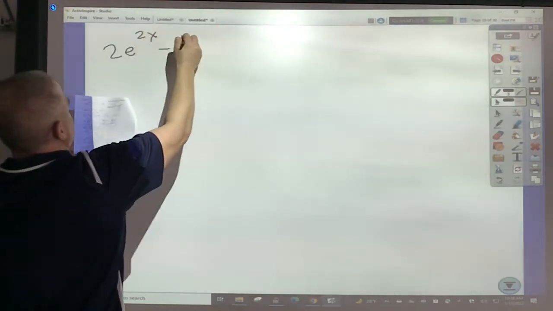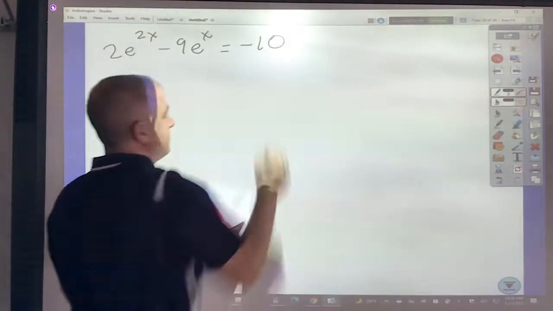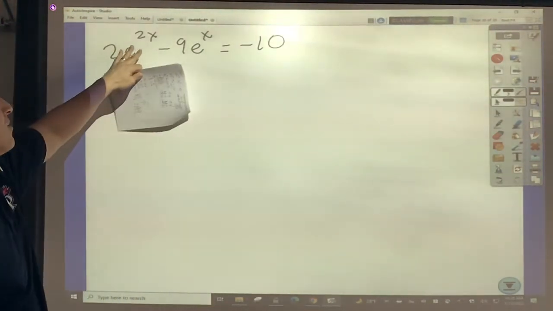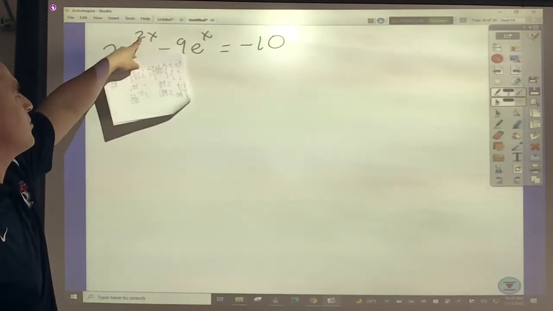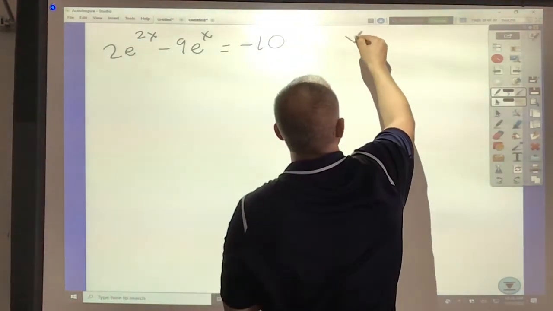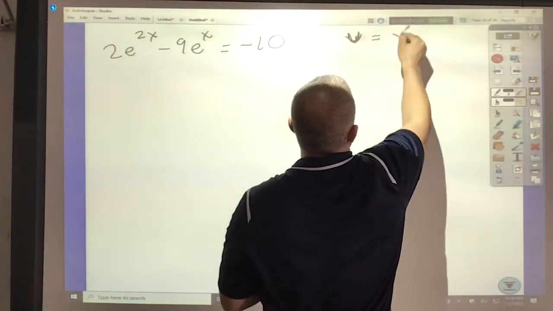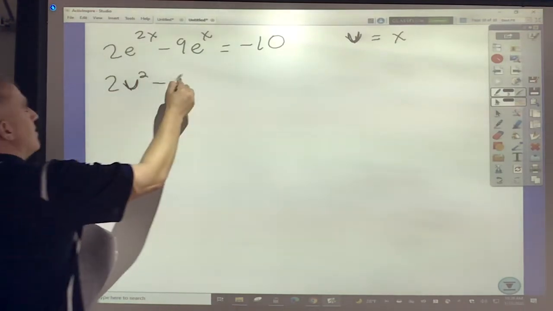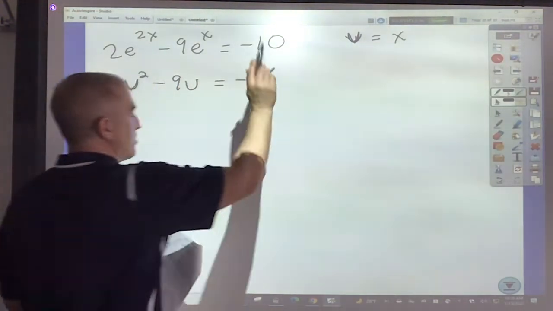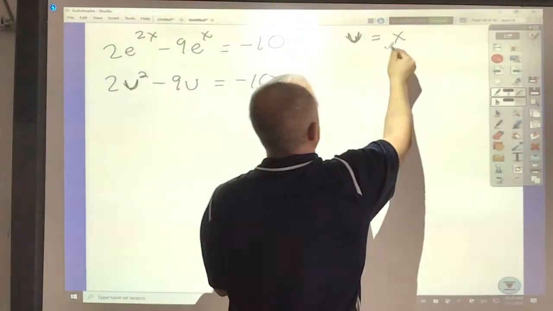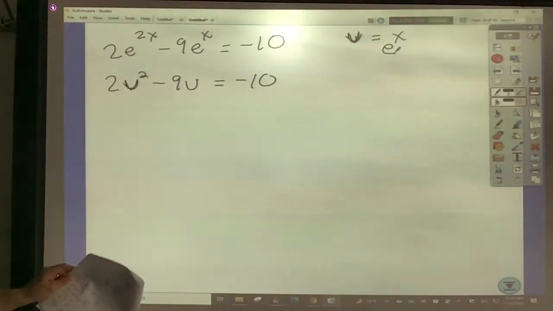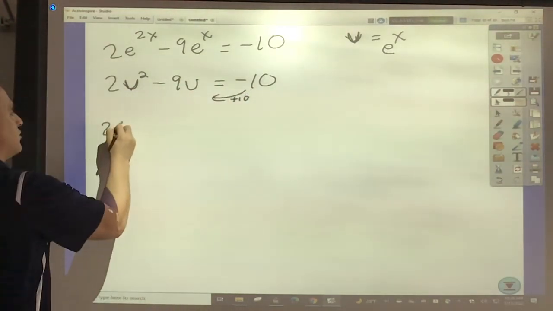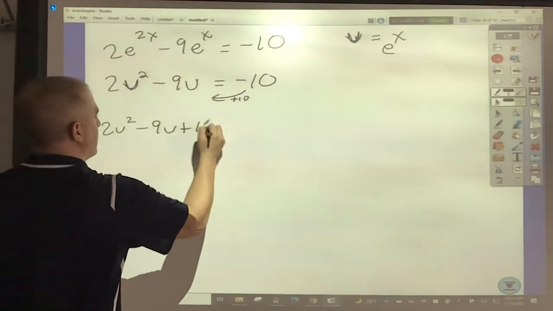2e to the 2x minus 9e to the x equals -10. Now, what you're going to want to do with this is, when you have this pattern where you have multiple e bases with that little 2x, we're going to substitute u for e to the x. What's going to happen with the exponent rules is that's going to turn into 2u squared minus 9u equals -10. We're going to come back to substituting u for e to the x and what that means. So what I want to do is factor this. If I move that back over, it would be plus, so that's 2u squared minus 9u plus 10 equals 0.